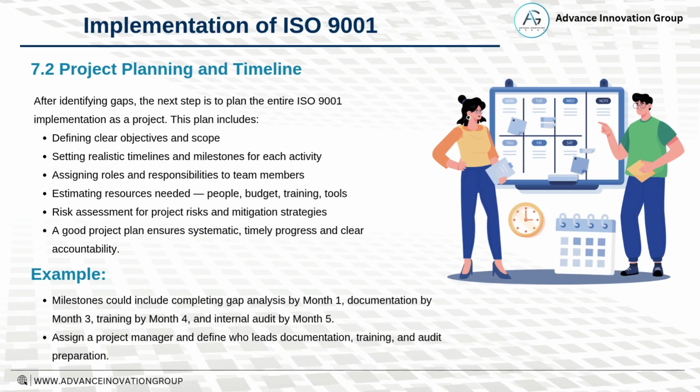7.2 Project Planning and Timeline. Once the gaps are identified, the next crucial step is to plan the ISO 9001 implementation as a well-organized project. This involves setting clear objectives and defining the scope of work. You need to establish realistic timelines and milestones for each key activity to ensure steady progress. Assigning roles and responsibilities to team members is essential to maintain accountability.